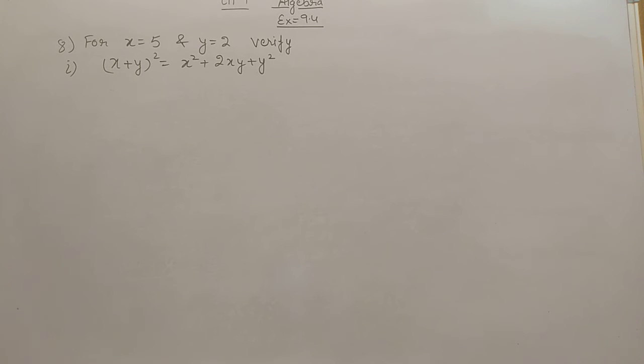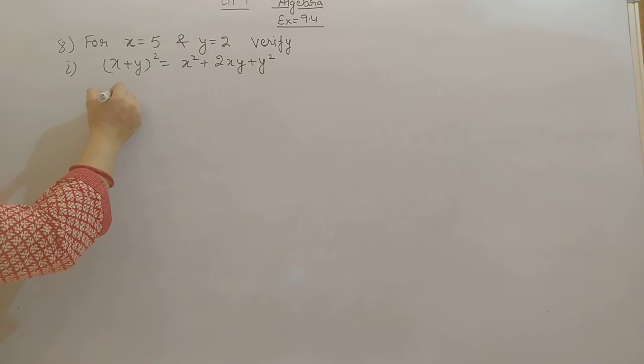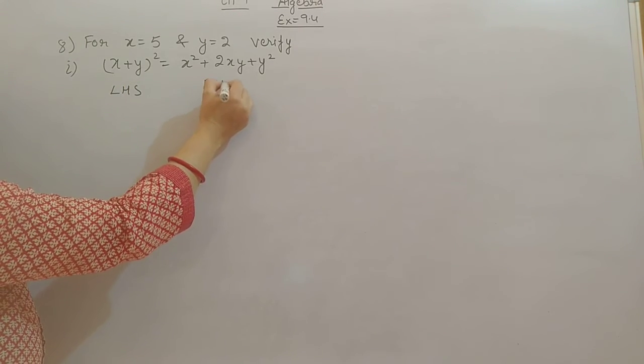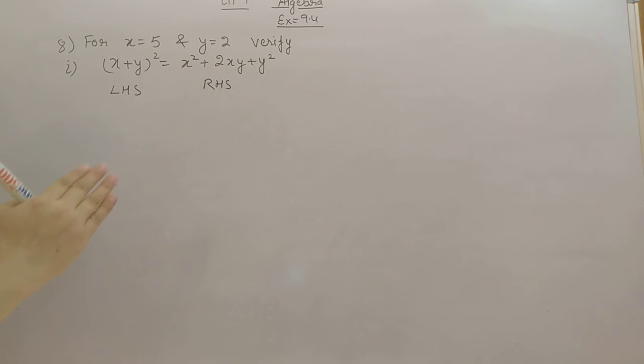Next, question number 8. For x is 5 and y is 2, verify x plus y whole square is x square plus 2xy plus y square. In verification you have to check whether both the sides are coming same. Here the equal to symbol is there. Before the equal to symbol we will call it left side, and after the equal to symbol we will call it right side. These values we have to substitute in left side also and then right side also, and both the sides should come same. If equal to is there, both the sides will come same, and if it is coming same, it is verified.